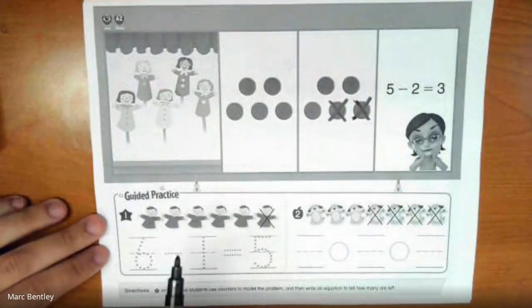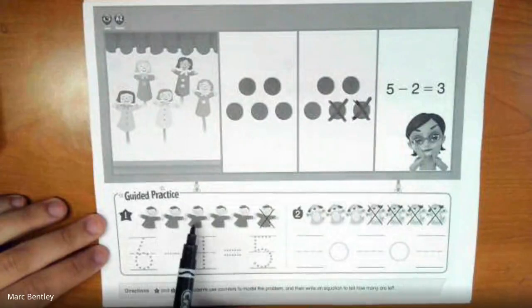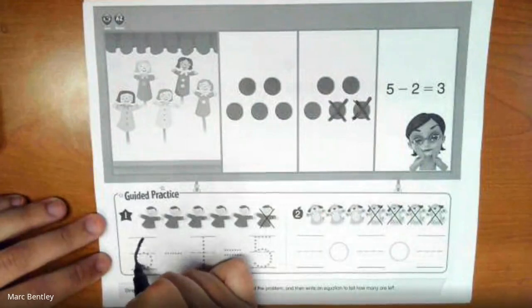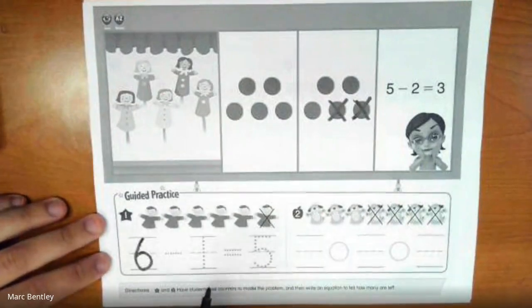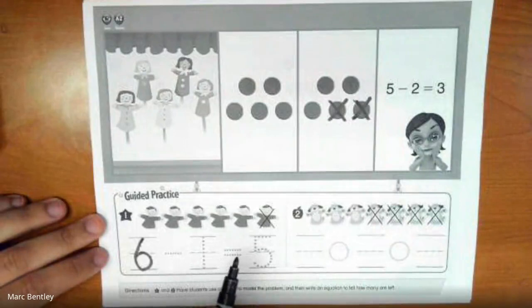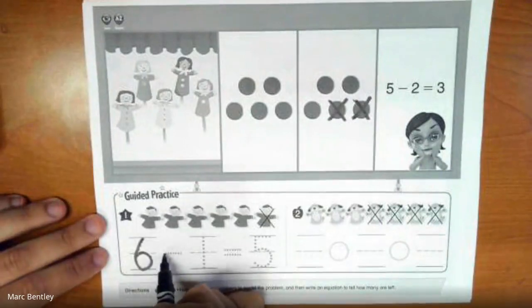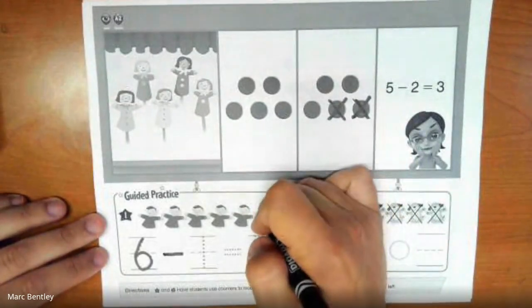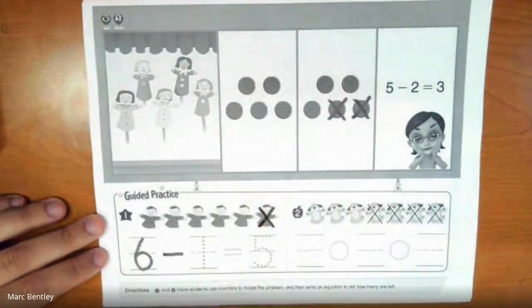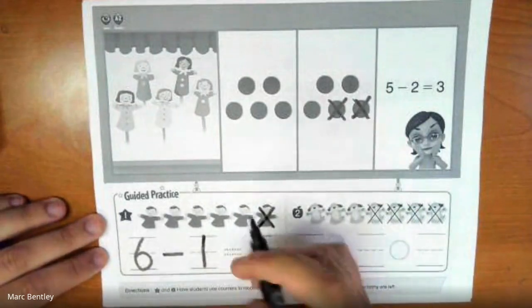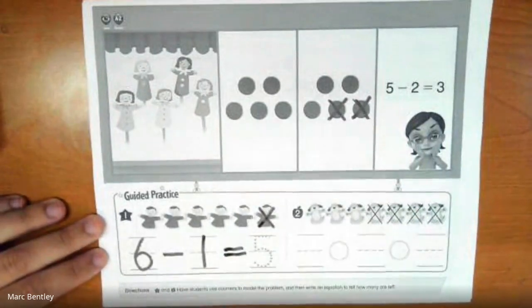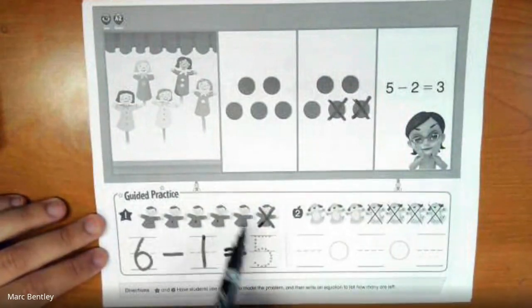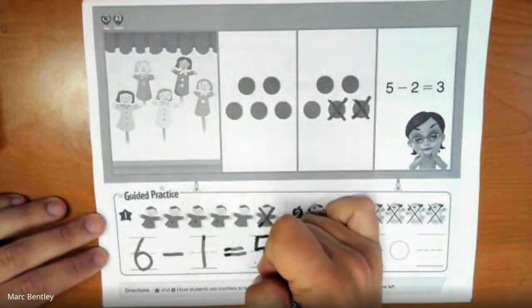So the first one, I'm starting with 1, 2, 3, 4, 5, 6 of these little men. So start with 6. I know that it is a subtraction equation, so I'm going to put my subtraction sign right there. And I know that I am taking away 1. So 6 minus 1 equals, how many do we have left? 1, 2, 3, 4, 5. So 6 minus 1 equals 5.